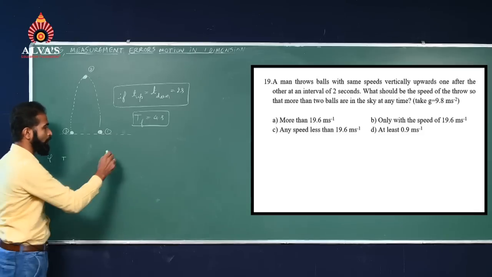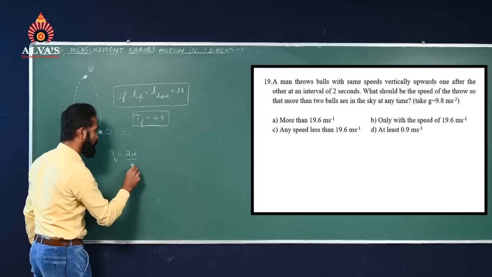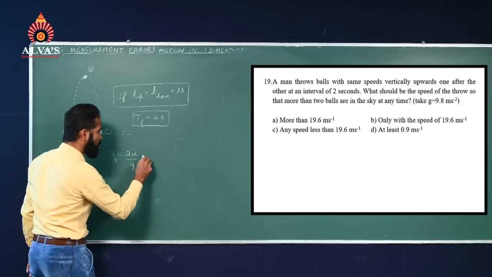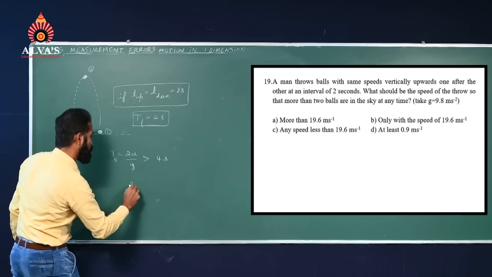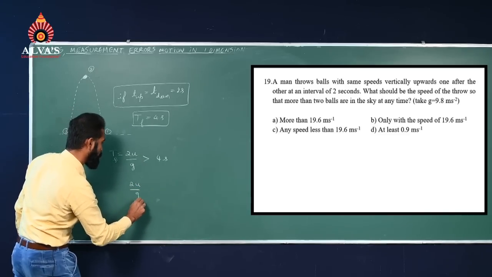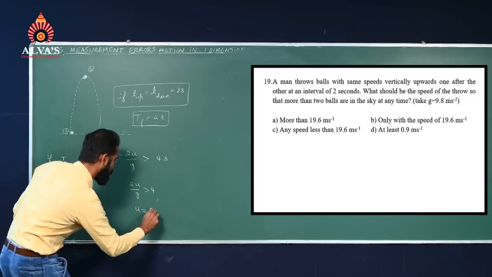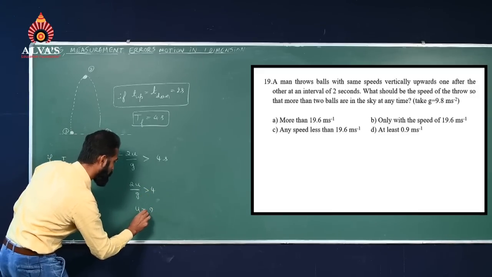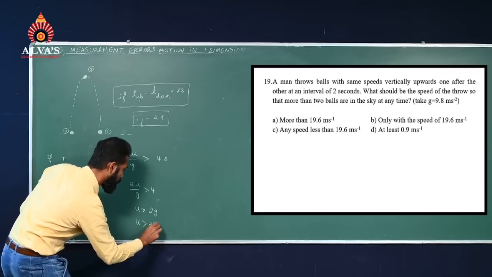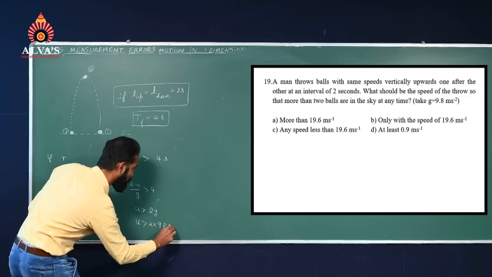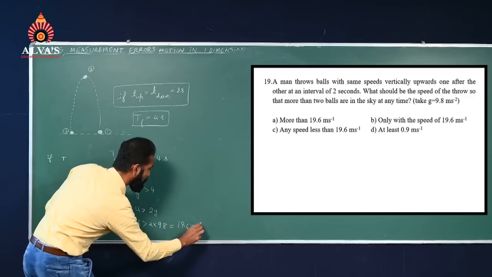And what is the formula for time of flight? Time of flight is nothing but 2u divided by g, and this quantity should be more than 4 seconds. So we have 2u by g is more than 4. So u should be more than 2g. So our u should be more than 2 into 9.8, or this is 19.6 meter per second.